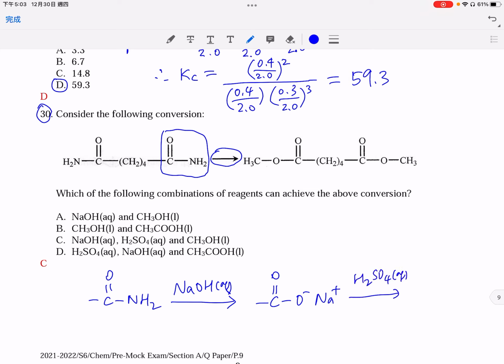And then sulfuric acid can be used to acidify this to give the carboxylic acid. And of course, sulfuric acid together with the methanol will allow the esterification to occur. Therefore, you observe this part. So the answer is C.